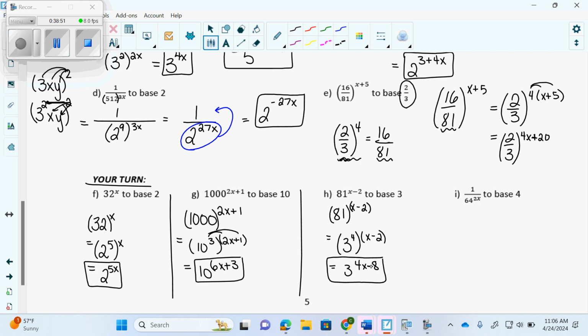Okay, this one, 1 over 64, I'm going to make 64 be 4 to the what? To the 3. The 2x. So I'm going to get 1 over 4 to the 6x. Or they could write it as 4 to the what? Negative 6x. Both of these are correct. So we're going to flip over.